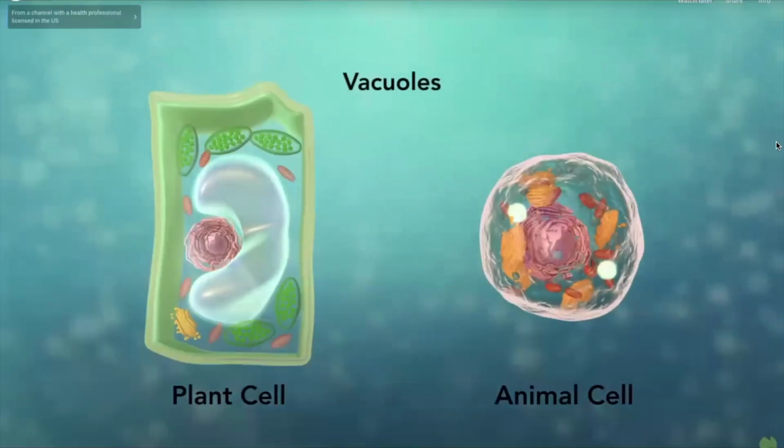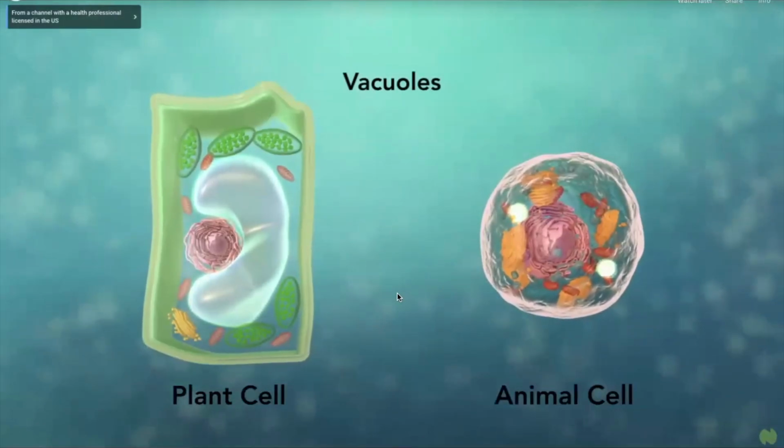Vacuoles are sac-like structures that store different materials. So that's going to be the end of the endomembrane system section, I believe. There are other organelles that this video talks about that's really interesting and has really good animations, but I want to focus on the endomembrane system for today.